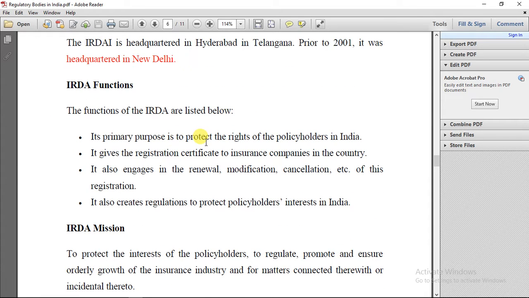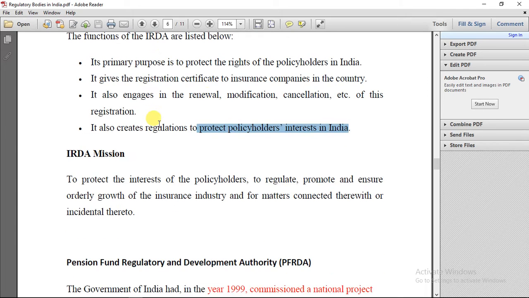Now the functions of IRDA. Its primary purpose is to protect the rights of policyholders in India. It gives registration certificates to insurance companies in the country. It also engages in the renewal, modification, cancellation, etc. of the registration, and also creates regulation to protect policyholders' interest in India. So these are the basic functions of IRDA.